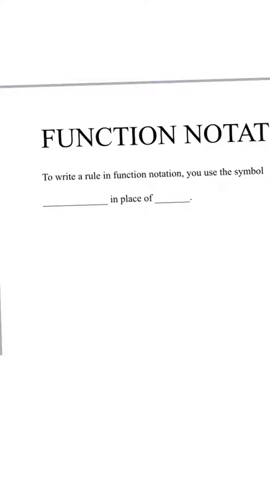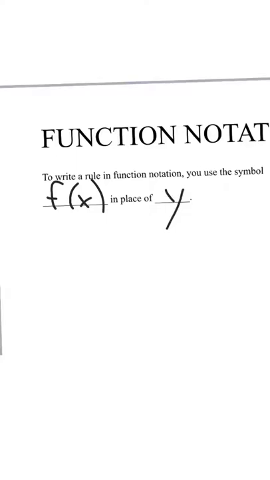Up to this point, when we've written equations, we've written them as y equals something. With function notation, we're going to use this symbol, f and in parentheses x, and it's pronounced f of x. And it can be any letters. It can be g of x. It can be f of y. You can use any letters for f of x. But we're going to use this in place of y.